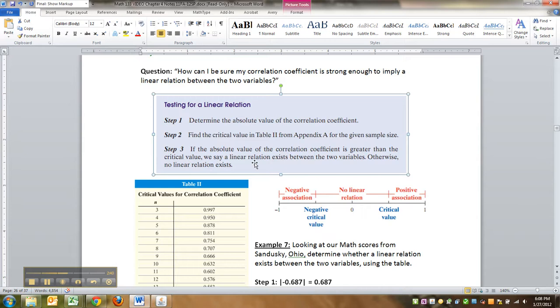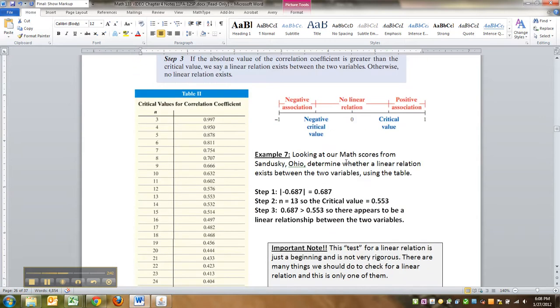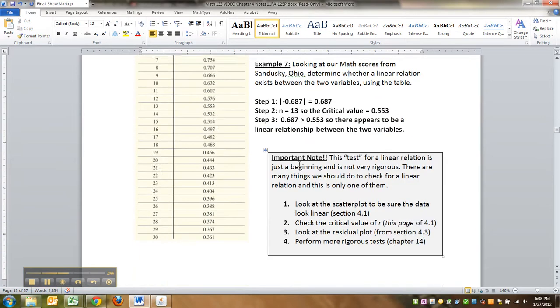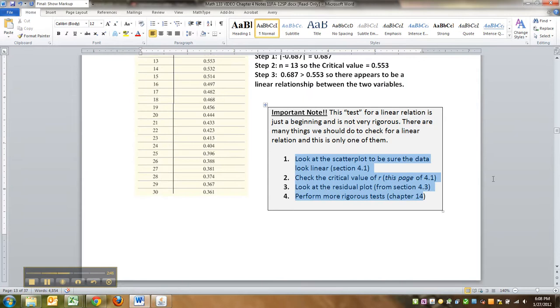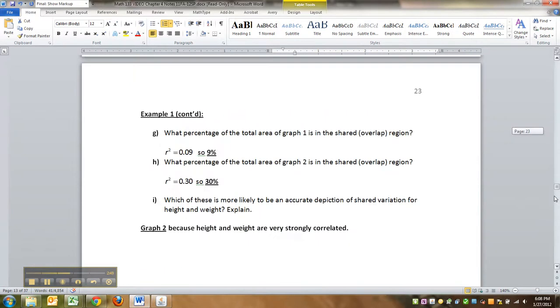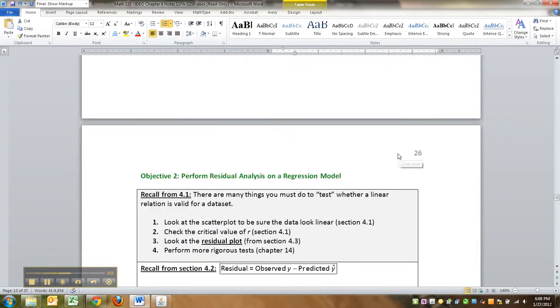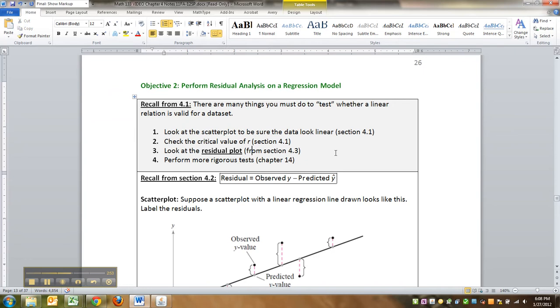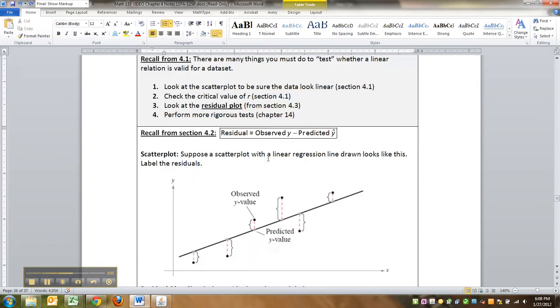There is this test right here, and you have this list of the critical values for a correlation coefficient and all that jazz. And see, the same box that we're looking at right now, right there. Oops, hold on, I went too far. There we go. Now we're going to look at the residual plot, right? And then there's more rigorous tests we could perform, and that would be chapter 14. But let's look at the residual plot.